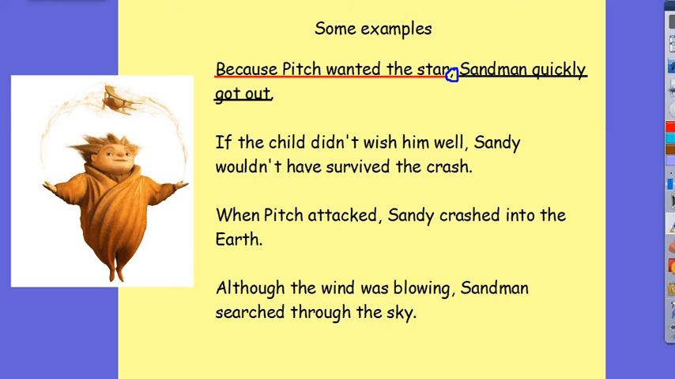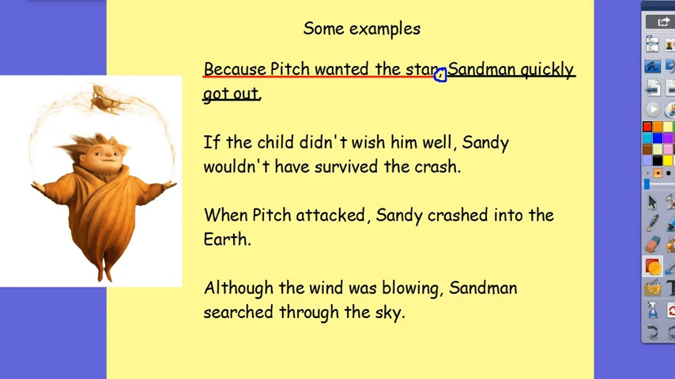If the child didn't wish him well, Sandy wouldn't have survived the crash. When Pitch attacked, Sandy crashed into the earth. Although the wind was blowing, Sandman searched through the sky. So pause now and have a little go identifying the subordinate clauses in those sentences.